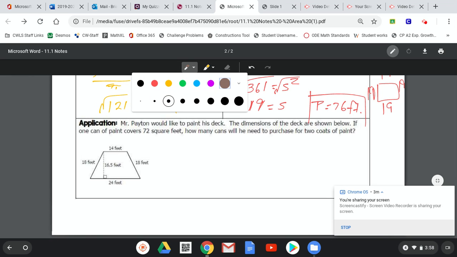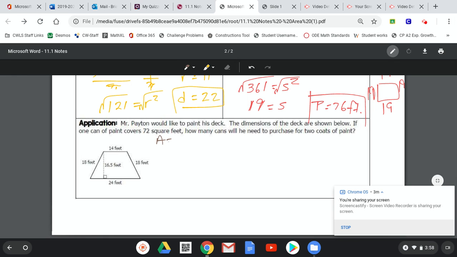So for this one, the first thing we're going to have to do is figure out what shape this is. Oh man, it's a trapezoid. Got to remember that formula. So area equals 1/2 height times base 1 plus base 2.